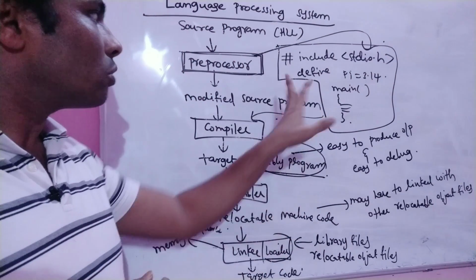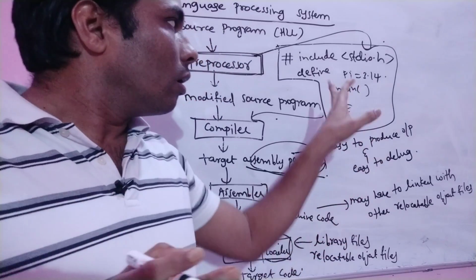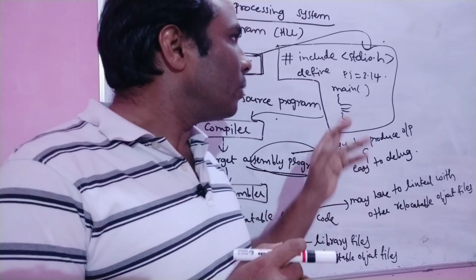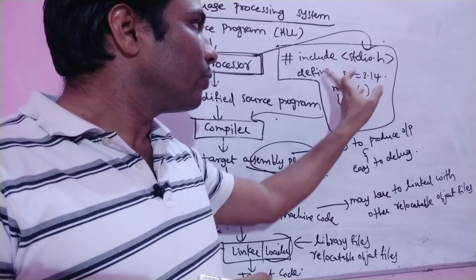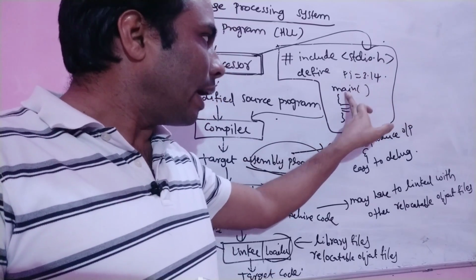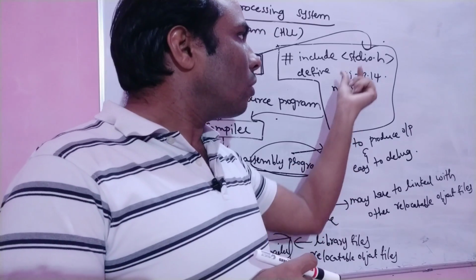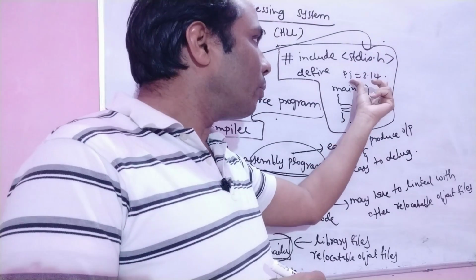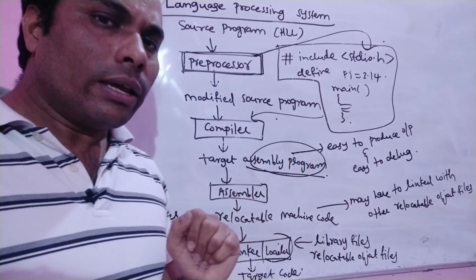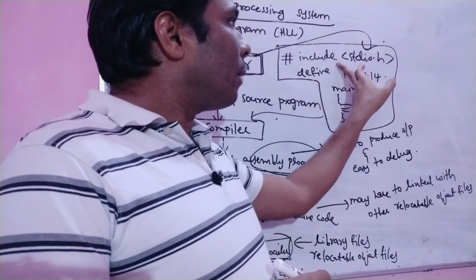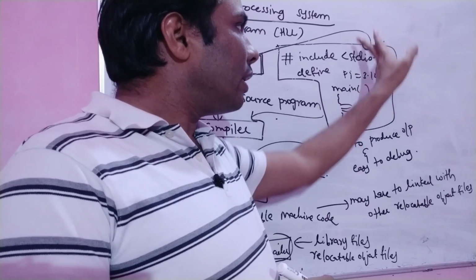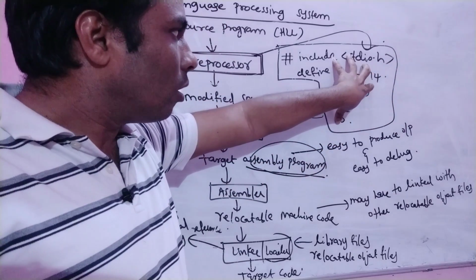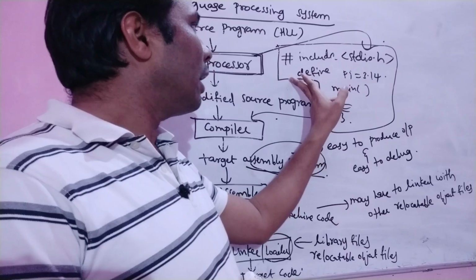Actually the source code is divided into different modules. If you are writing C programming code, you are writing #include stdio.h, #define PI 3.14, and then the source code. What is the meaning of this? In this source code you are only mentioning the header file, and you are mentioning some macros. It means the library file is somewhere else, so whenever it is required you are going to take it inside the program. All these modules' data is going to be collected by the preprocessor.